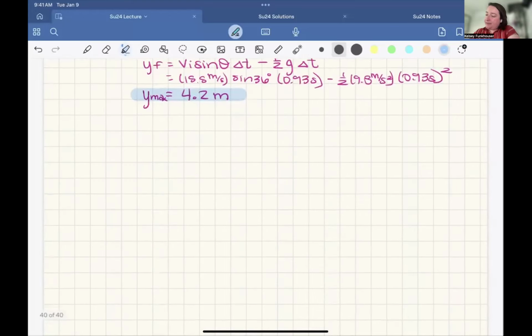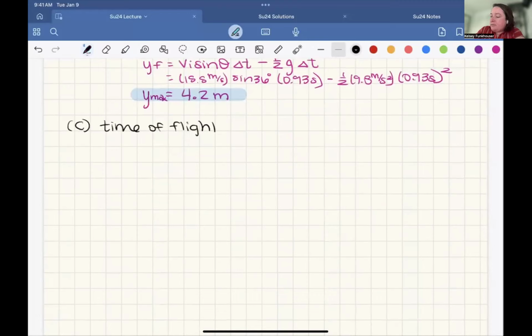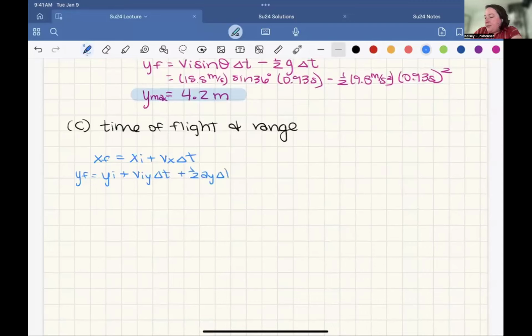And then C asks for the time of flight and the range. Time of flight and range. Okay, so let's look at a couple of equations. So we'll look at the equation in X for constant velocity, because we have constant velocity. And then we'll look at the long kinematics equation again. Plus v initial y delta t plus 1/2 acceleration in y delta t squared.